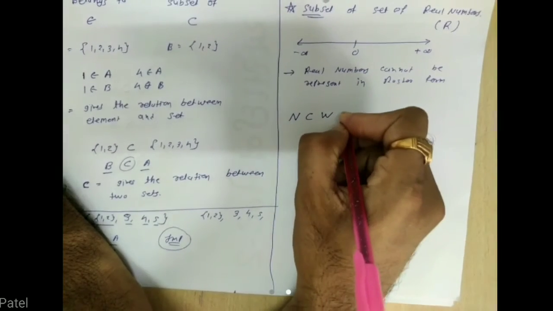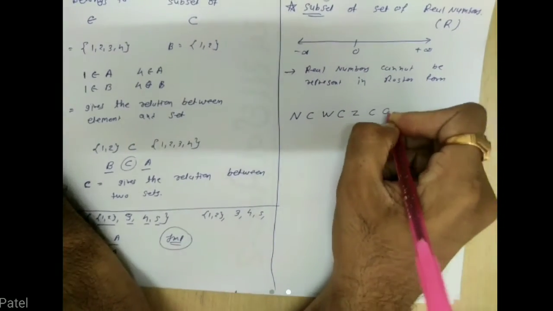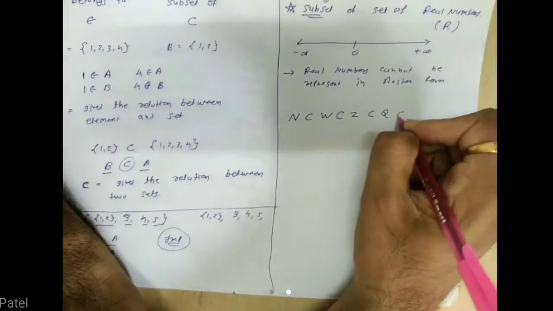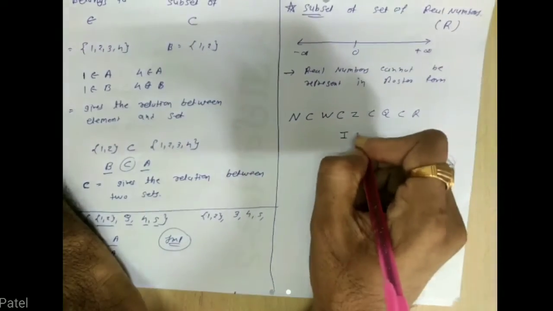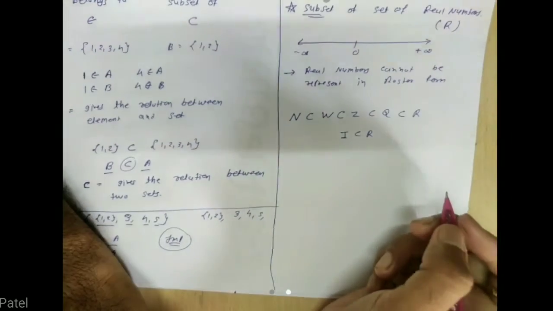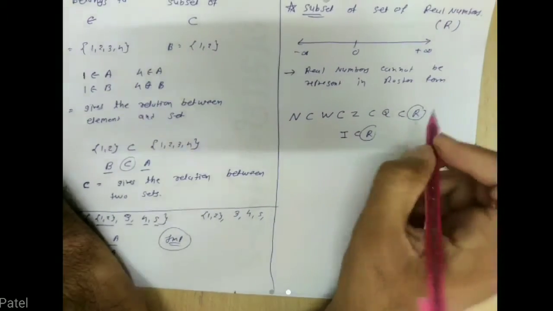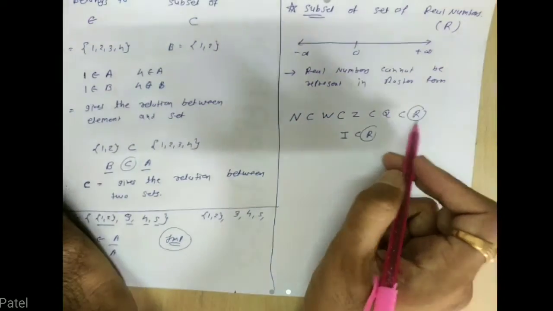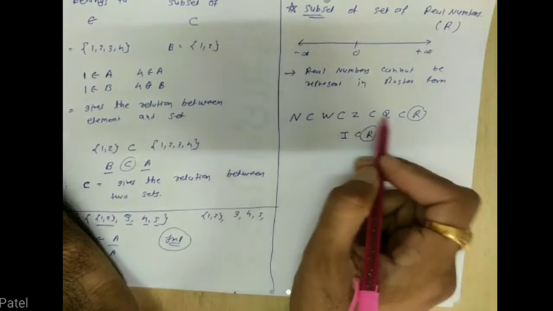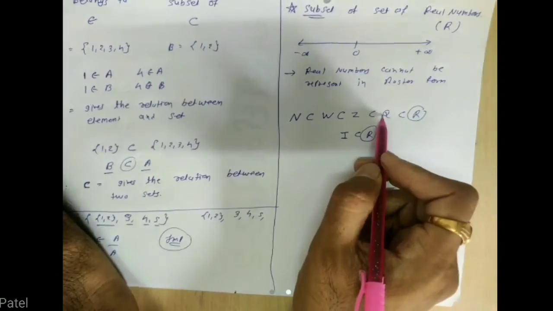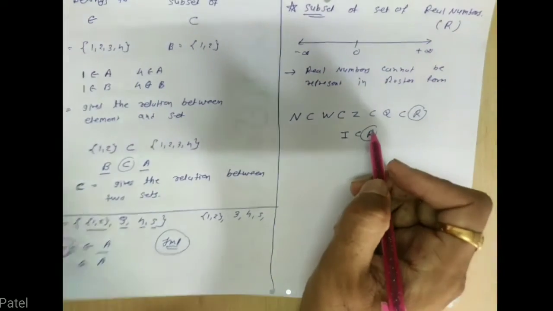Similarly, all whole numbers are part of integers, all integers are parts of rational numbers, and all rational numbers are parts of real numbers. And similarly, all irrational numbers are parts of real numbers. So these are the subsets of real numbers R. All natural numbers are a subset of real numbers. All whole numbers are a subset of real numbers. All integers are a subset of real numbers. All rational numbers are a subset of real numbers. And all irrational numbers are a subset of real numbers.